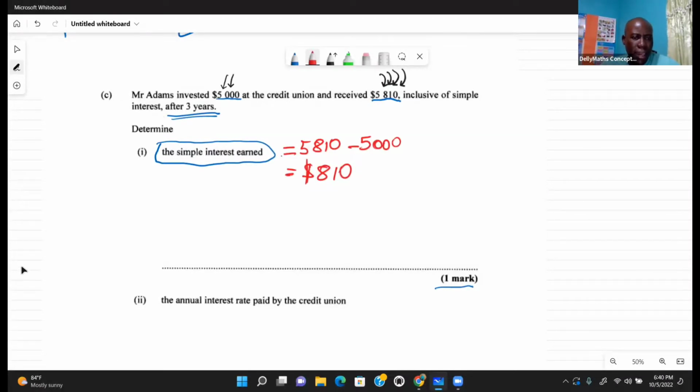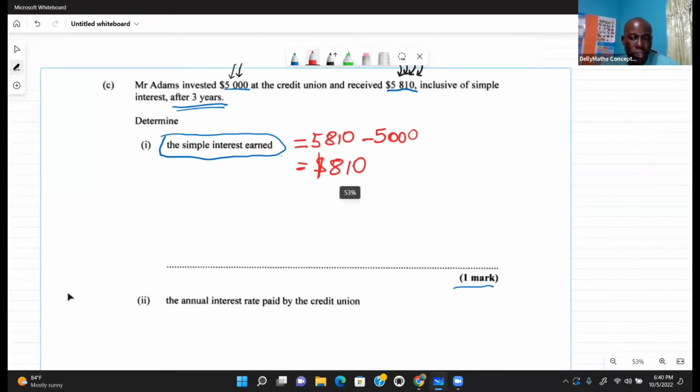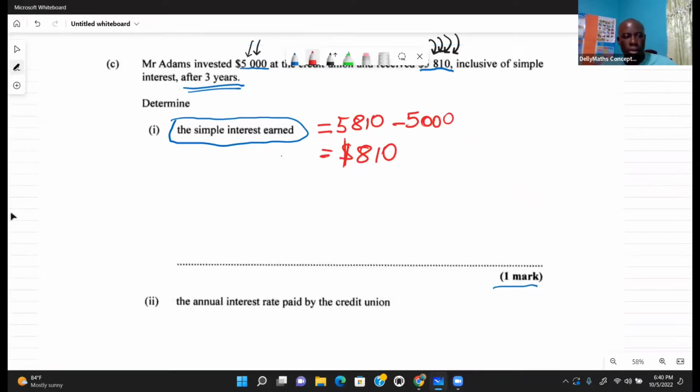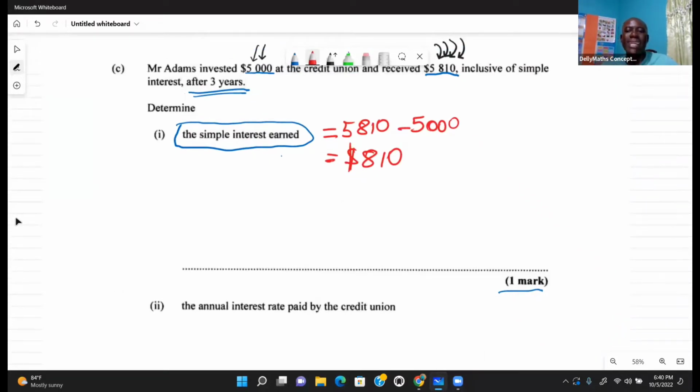It says, determine the annual interest rate paid by the credit union. Now, remember, the question asks for the rate. Look, it says the annual interest rate. Do not leave out the keyword rate. That means we're trying to find R. We don't know what R is. What do we know, though?